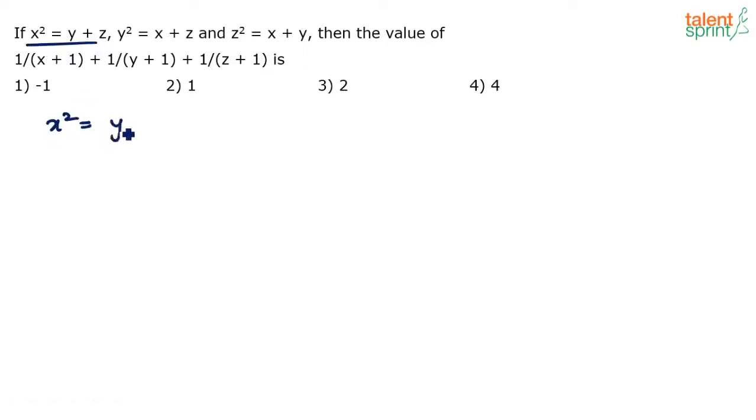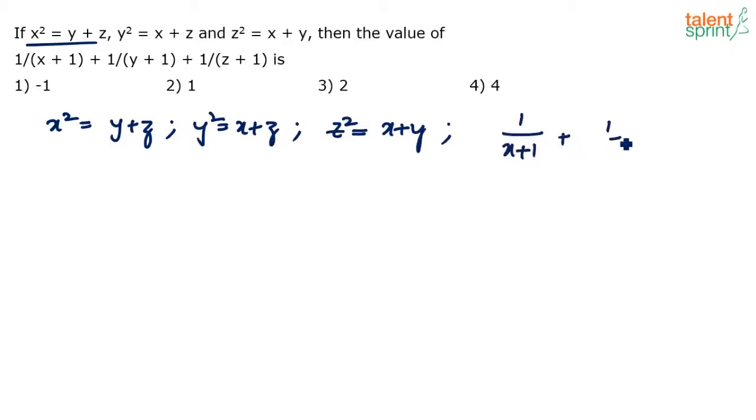x squared equals y plus z, then y squared equals x plus z, and z squared equals x plus y, right? He's asking us to find out what 1 by x plus 1, plus 1 by y plus 1, plus 1 by z plus 1 is equal to. Now, how do we simplify? There are two ways of doing it. One is the regular method where you work with the equations given in the question and deduce what is required in the expression so that you can simplify it easily. So let's try that method first, and then we'll discuss a smarter way of solving these questions.